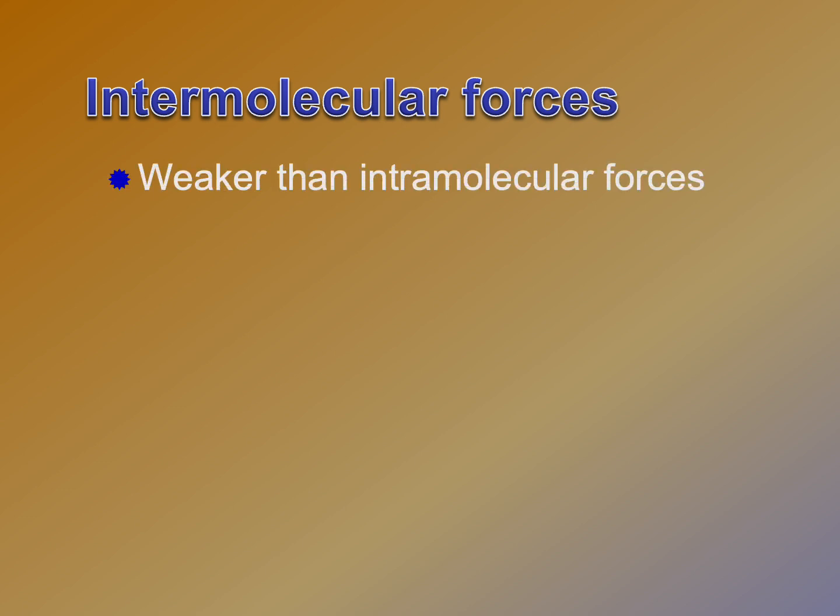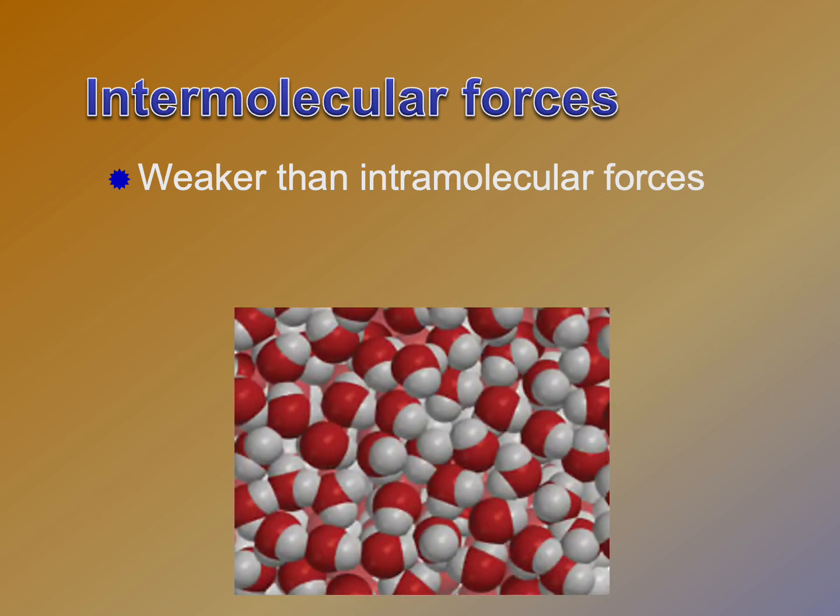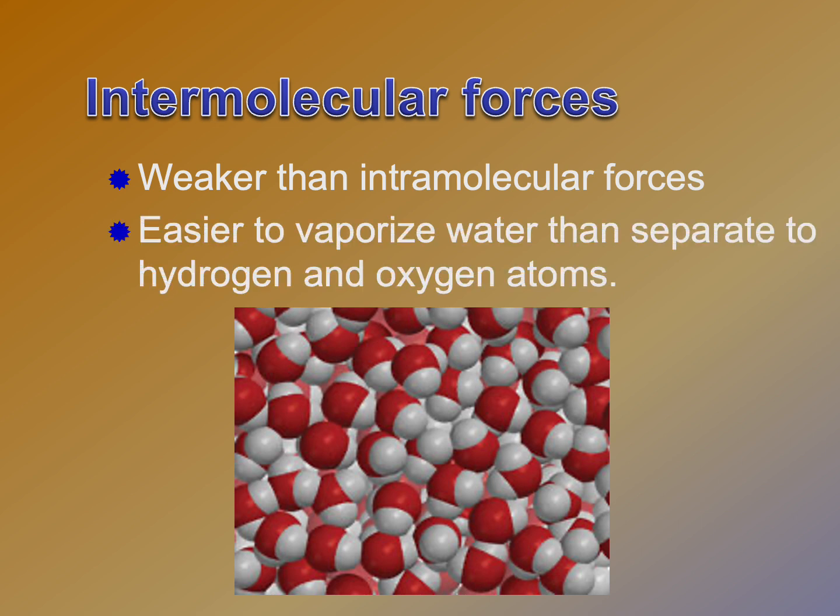So some things to note: intermolecular forces, because they're between two different molecules, are weaker than intramolecular forces. So these are going to be weaker than ionic bonds, weaker than metallic bonds, weaker than covalent bonds. For example, it's easier to vaporize water than to actually break apart the covalent bond to separate into hydrogen and oxygen. We can boil water to make steam, but it's going to take electricity and a lot of energy to actually sever that bond to make hydrogens and oxygens versus water vapor.